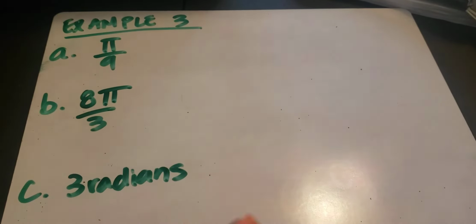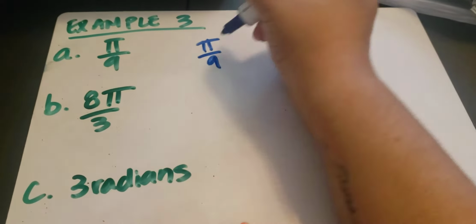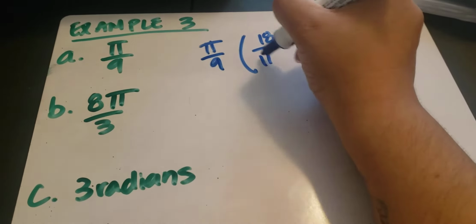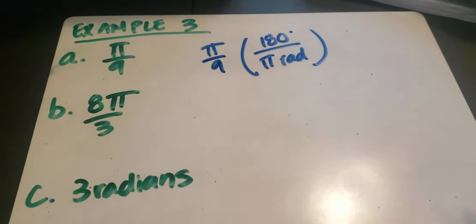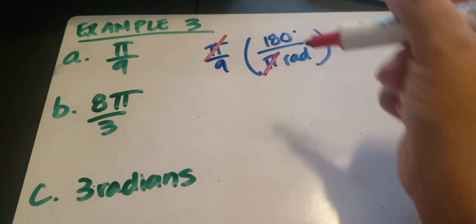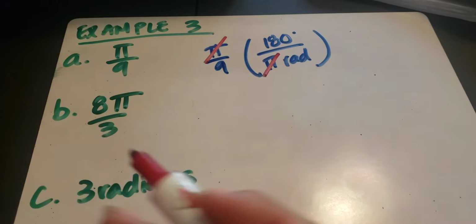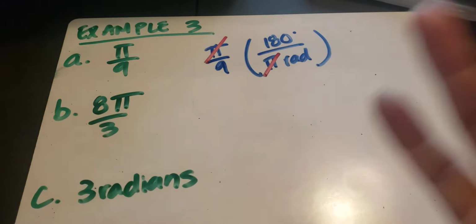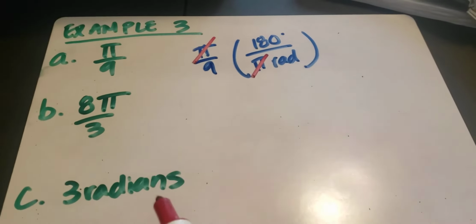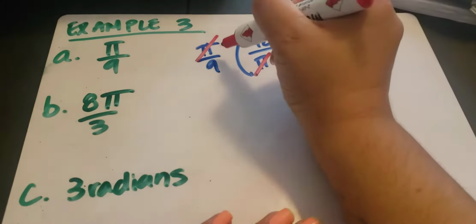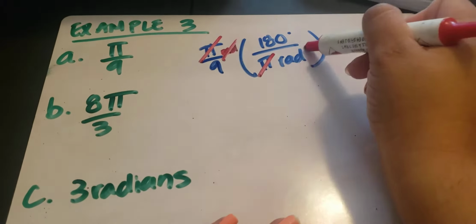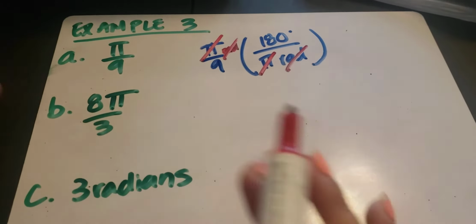So we have pi over 9. All we have to do is multiply by 180 degrees over pi rad, okay? Now what you're going to notice is the pi's are going to cancel. Since we want to go from radians to degrees, we should have a final answer in degrees. Like I noted earlier, when your unit of measure is not given, it's automatically implied that it's radians. So this is also radians, okay? So this will cancel out. The radians, the unit of measure, should cancel out.